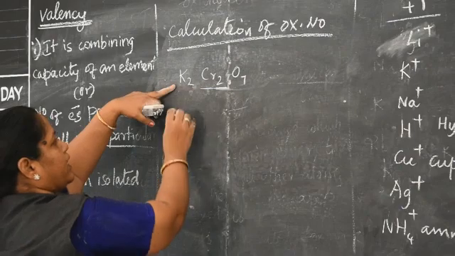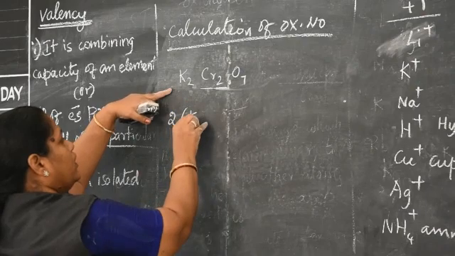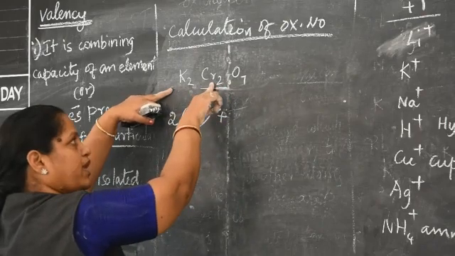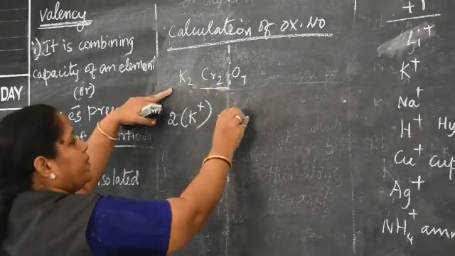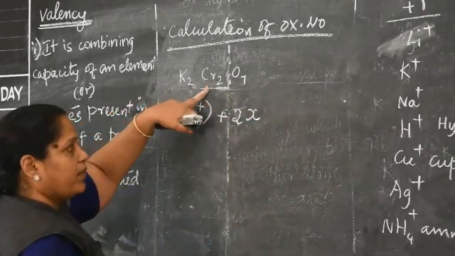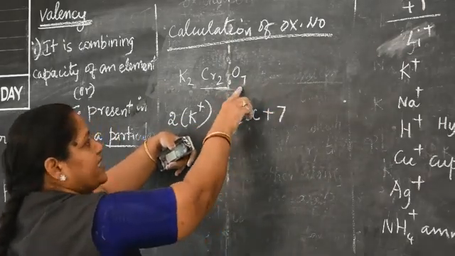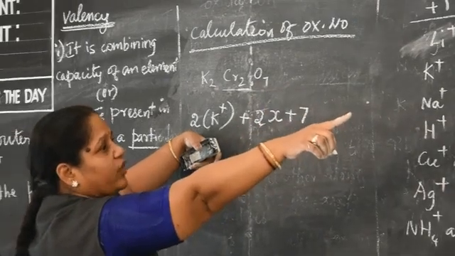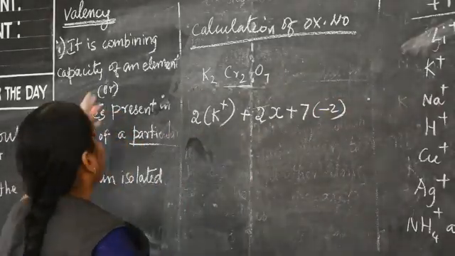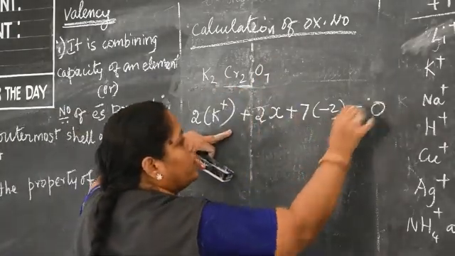So already we know how many potassium is there? 2 potassium is there, so 2, and its charge is plus. We don't know the oxidation number of chromium. How many chromium is there? 2 chromium is there, that's why I put 2. I don't know the oxidation number for chromium, so I put 2x. Then, how many oxygen is there? 7. Its oxidation state is 2 minus, so I write 2 minus. Sum of this value, it is neutral, that's why it is equal to 0.